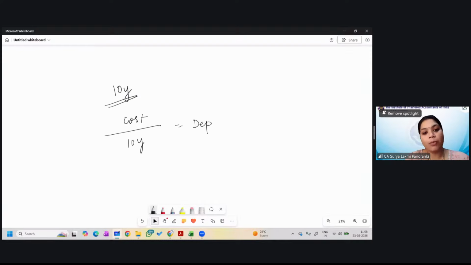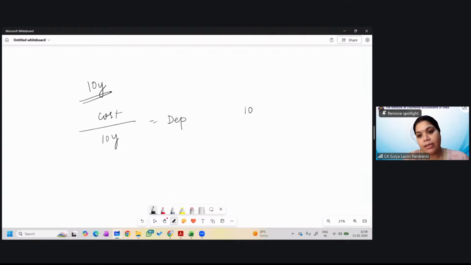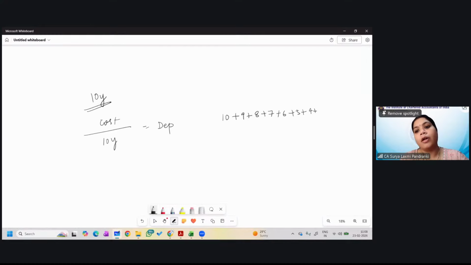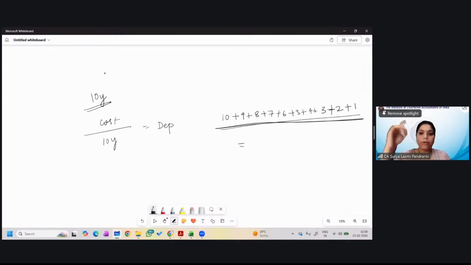But in the sum of digits method, you will take 10 years. Let's suppose 10 years: 10 plus 9 plus 8 plus 7 plus 6 plus 5 plus 4 plus 3 plus 2 plus 1. So what are we doing here? We are adding all the numbers of years, the digits, and this total will be considered for calculating the depreciation. What is the total of this? If you add all the digits from 10 to 1, what is the total?